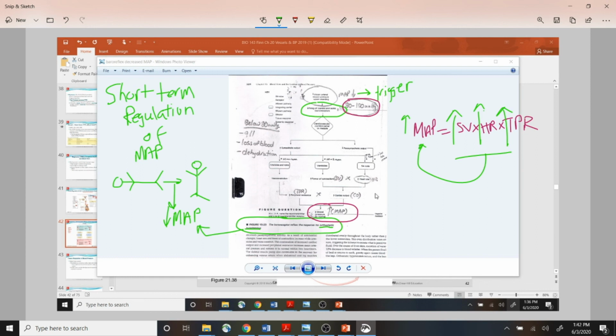Guess what system can do this? We've already learned about it. The sympathetic system can do this. So these are your effector responses. You've got your trigger, you've got your sensors. This is your control center in the negative feedback world. Not control, control.